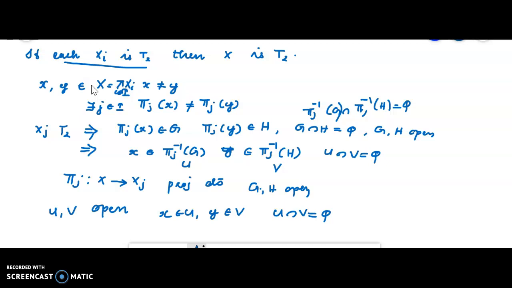Homeomorphic image of Xj is a subspace of the product space, and these properties are hereditary. That was enough to use. Now it remains only to prove regularity.